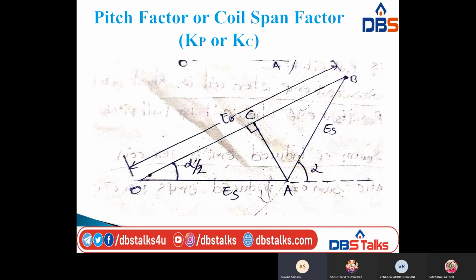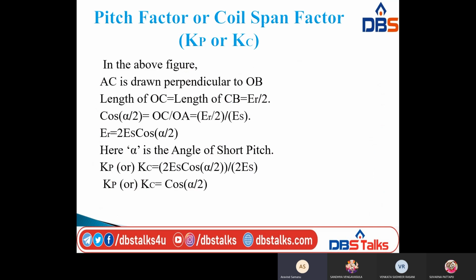So here the angle is alpha by 2, and we are considering cos alpha by 2, which is equal to OC by OA. OC value is ER by 2 and OA value is ES. So substituting these values into cos alpha by 2 equal to OC by OA, OC we have ER by 2 and OA we have ES. So from this one, ER is equal to 2 ES cos alpha by 2.